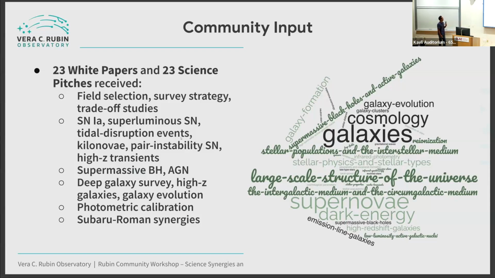We also received many white papers and science pitches on supermassive black holes, AGNs, what we can study with deep infrared imaging and also spectroscopy. There are also non-transient science pitches, including the deep galaxy surveys that we can do with these wide field imagers, high Z galaxies, and studying galaxy evolution. But there were also several white papers on interesting things that you can accomplish with combining Subaru, Roman, and also Rubin observations.